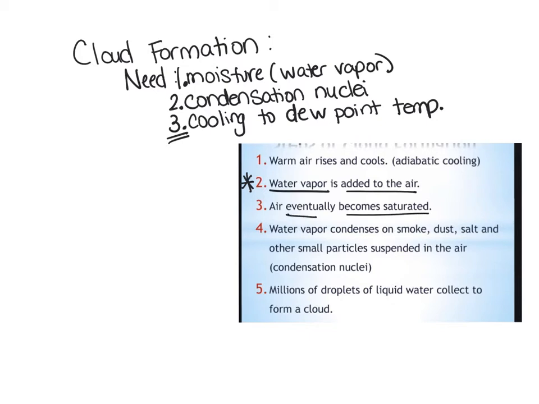A condensation nuclei is a solid particle that the water vapor can go from the gas state to the liquid state on, or condense onto. These condensation nuclei can be dust particles, pollen particles, smoke particles, or even salt particles floating in the air.